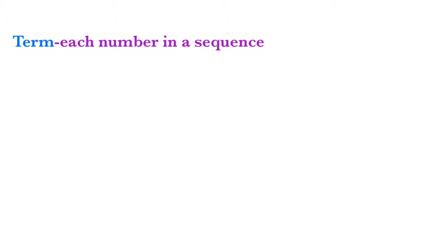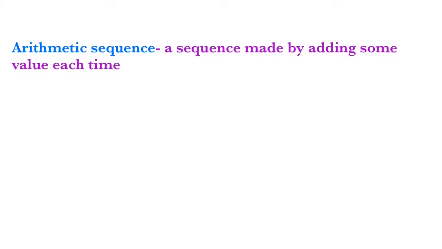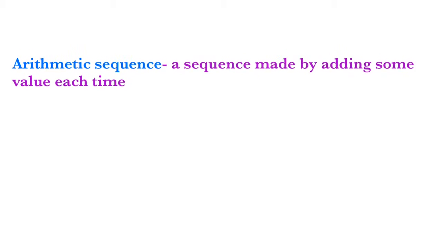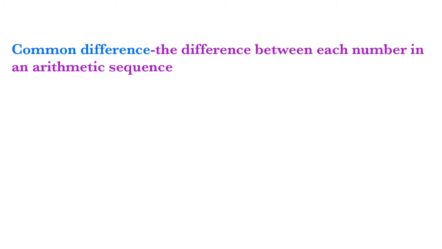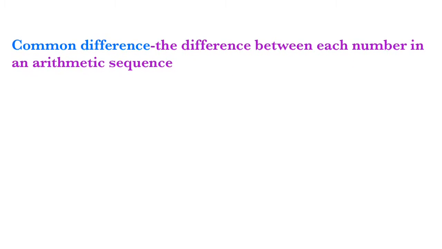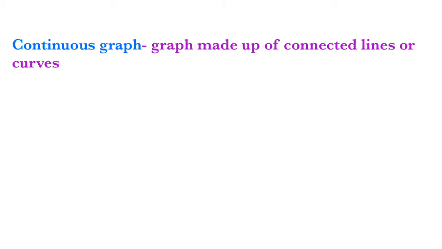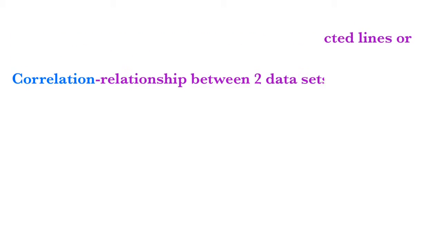Term: each number in a sequence. Arithmetic sequence: a sequence made by adding some value each time. Difference: the difference between each number in an arithmetic sequence. Continuous graph: a graph made up of connected lines or curves. Correlation: the relationship between two data sets.